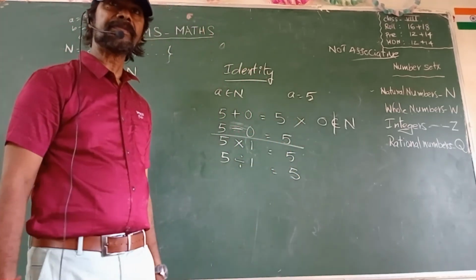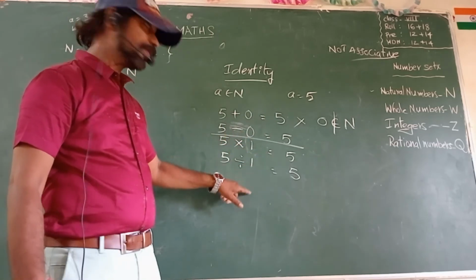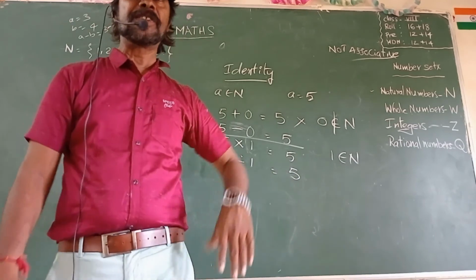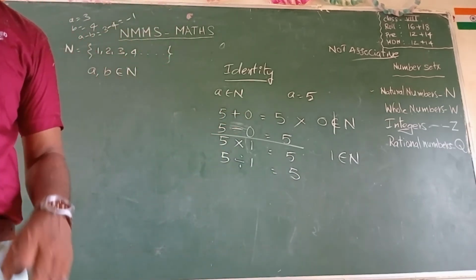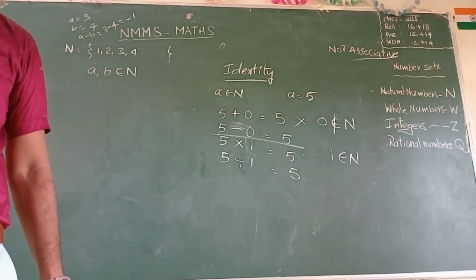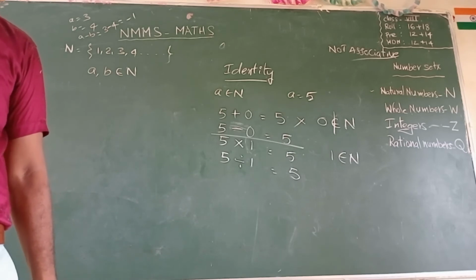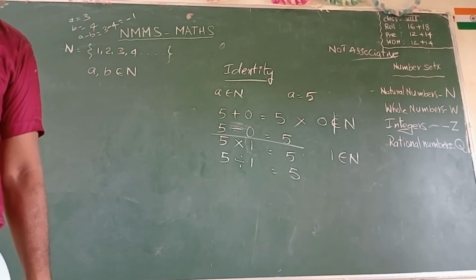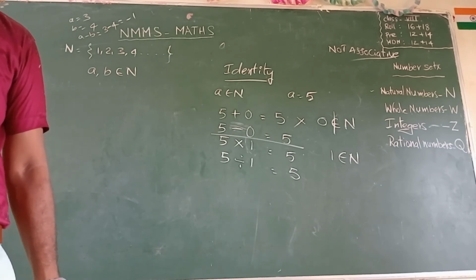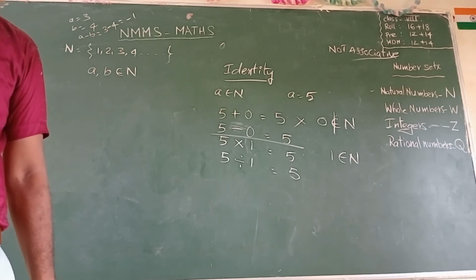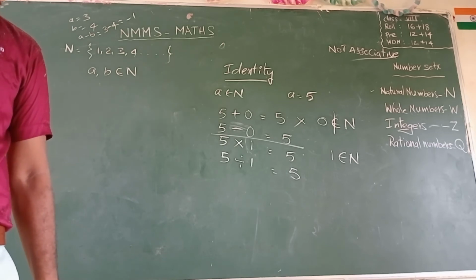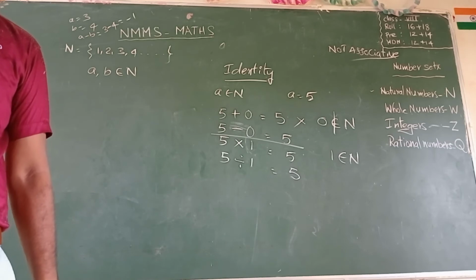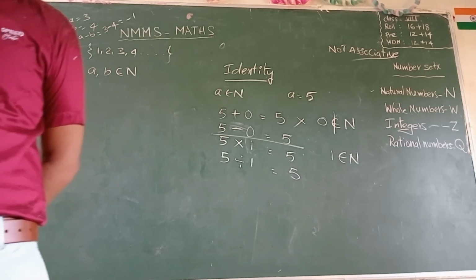If 1 belongs to N, so now we are having a multiplication identity. 1 is there. Understand? So for multiplication, identity is a success in natural numbers. For addition, it is not a success, it is a failure. So that law is called identity.